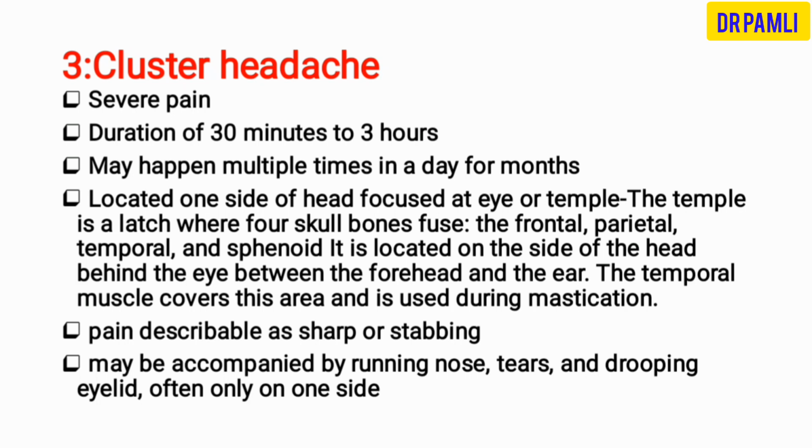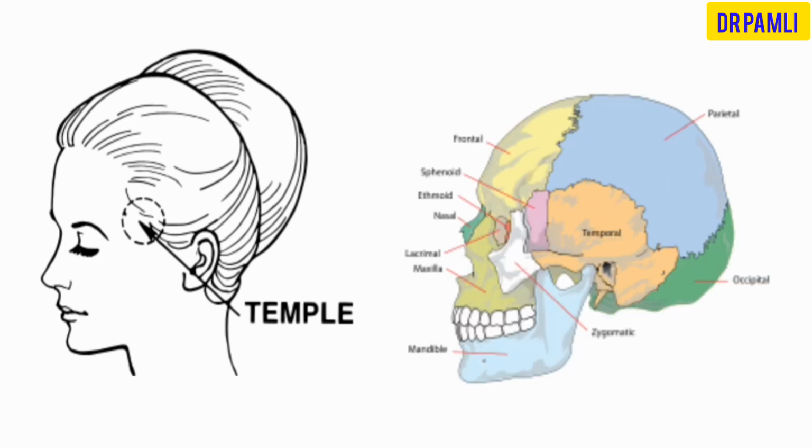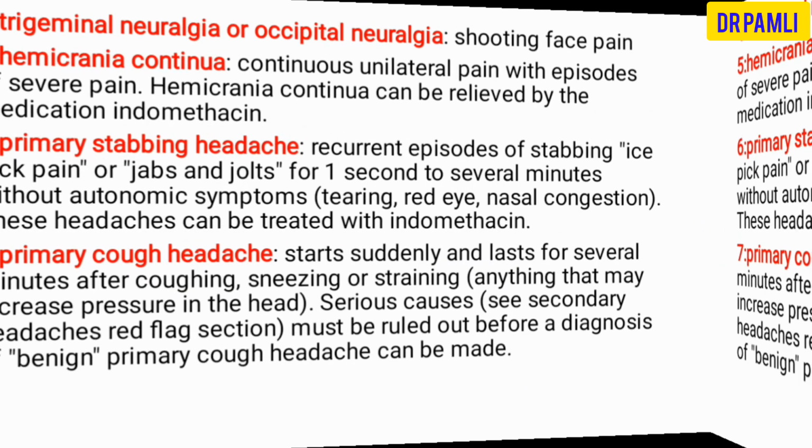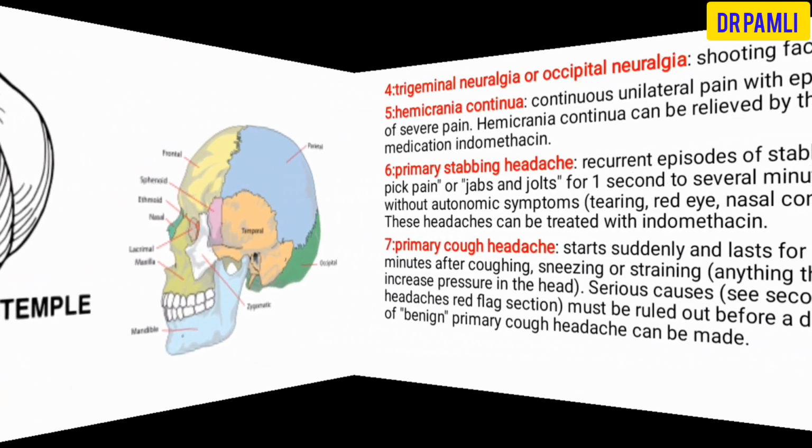Otherwise, there is pain describable as sharp or stabbing and may be accompanied by a running nose, tears, and drooping eyelids, often only on one side. So when you want to know what the temple is, that is the diagrammatic nature of the temple, and those are the bones that we are talking about: the parietal, occipital, frontal, and where they fuse together, that is where we have what we call the temple. Now let us continue.